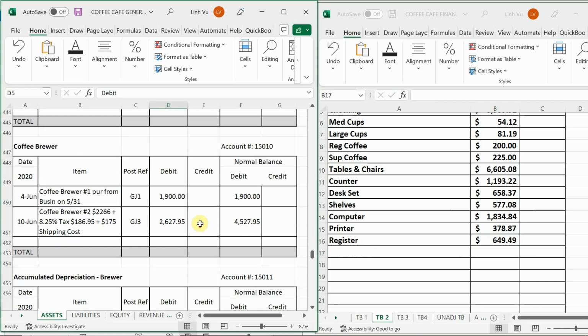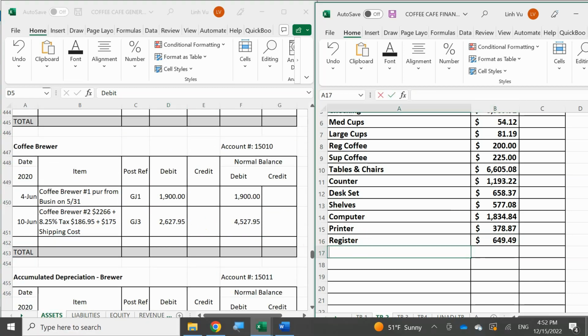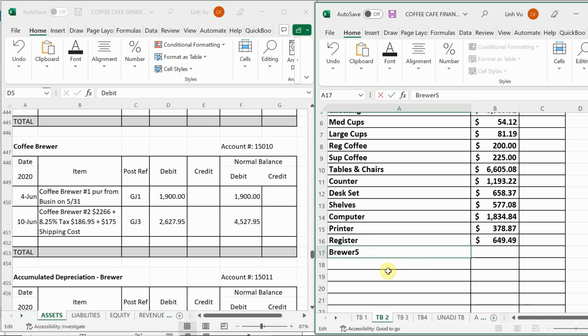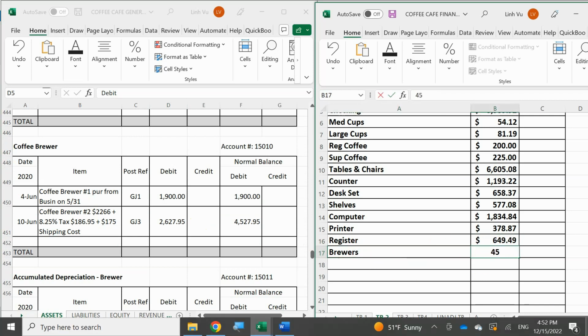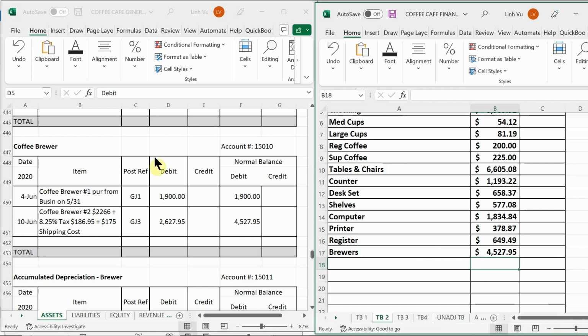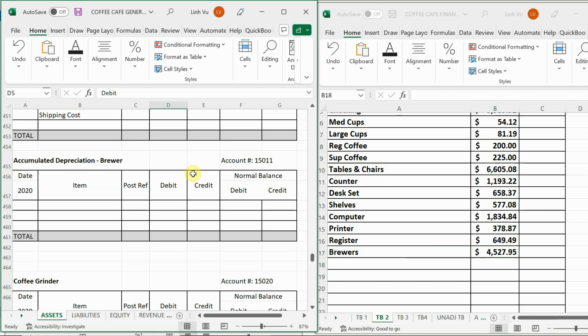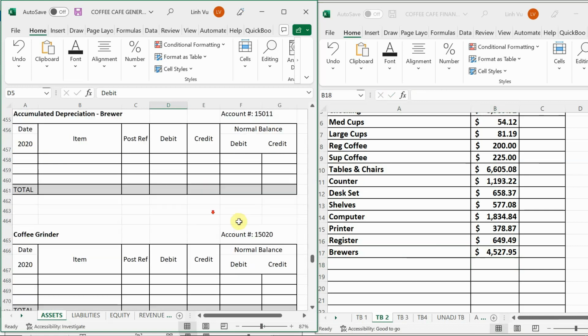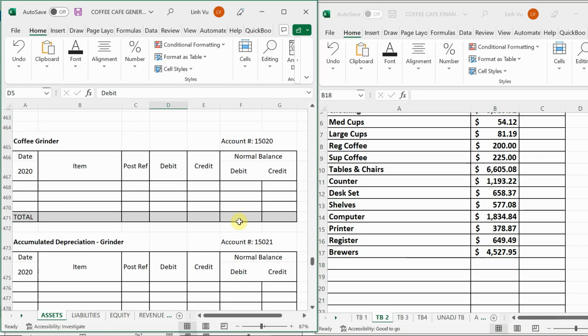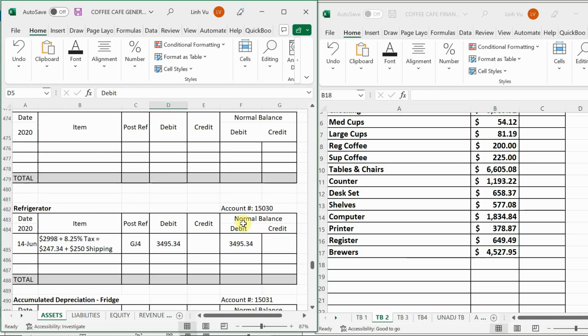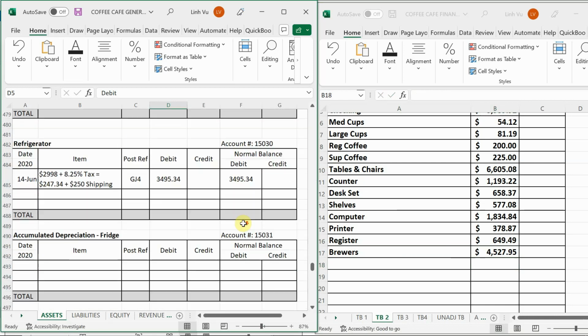Equipment. This is where we have a change because now I have 2 coffee brewers, right? So for the brewers, okay, we now have a total current balance of $4,527.95 worth of coffee brewers. Okay. Then we have our coffee grinder. Do we have our coffee grinder? We do, but it's currently placed in miscellaneous suspense. So no, we don't have our grinder just yet, right?